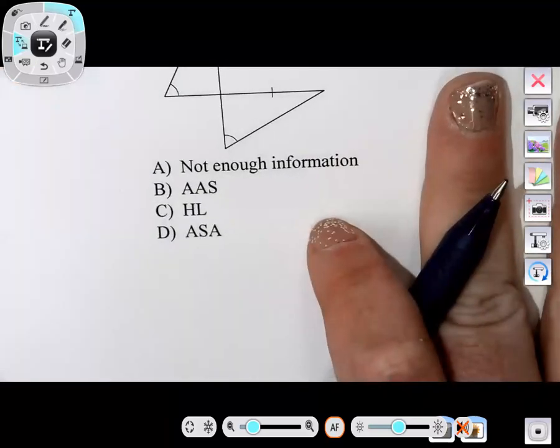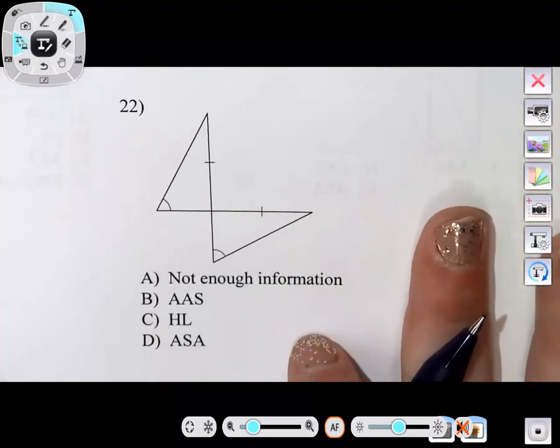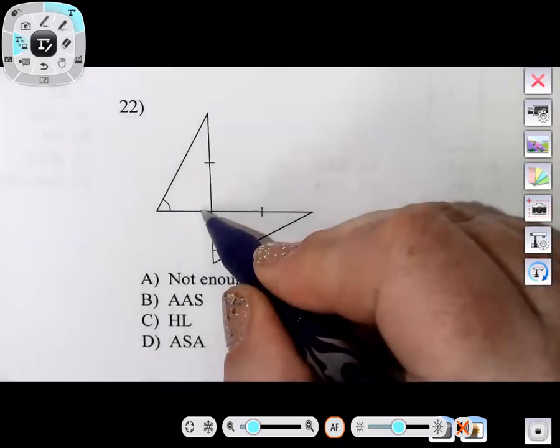Okay, 22. Damien, this one's yours. That's me.